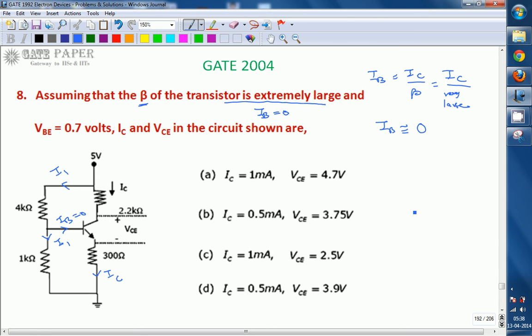So the right option for this one is nothing but C. IC is 1 milliampere. VCE is 2.5 volts.